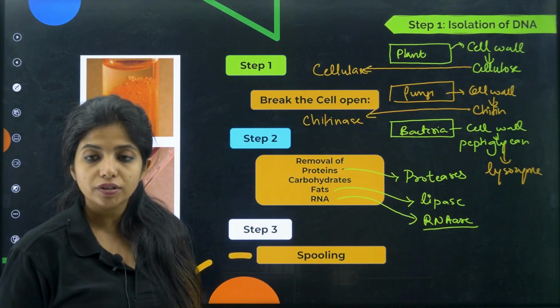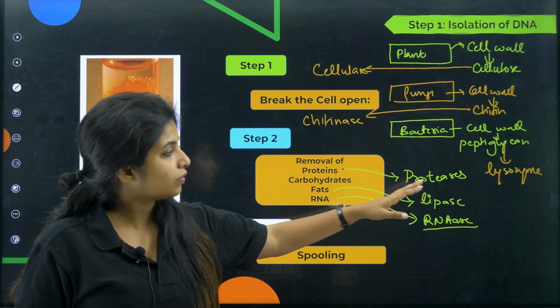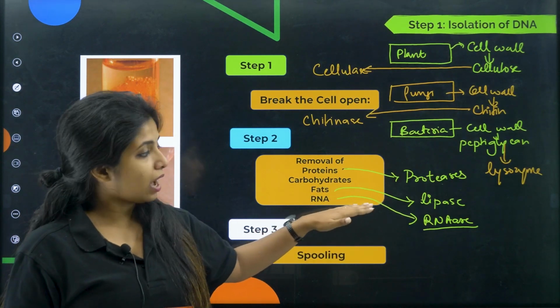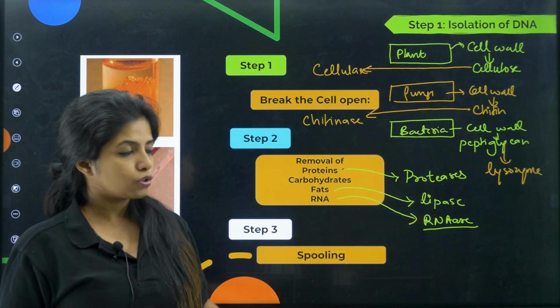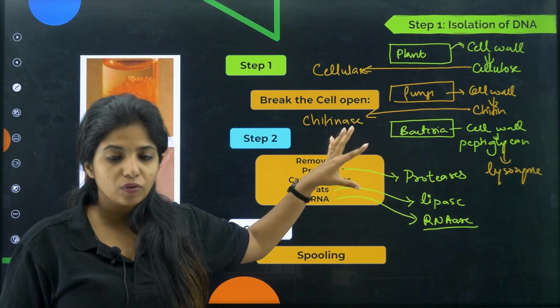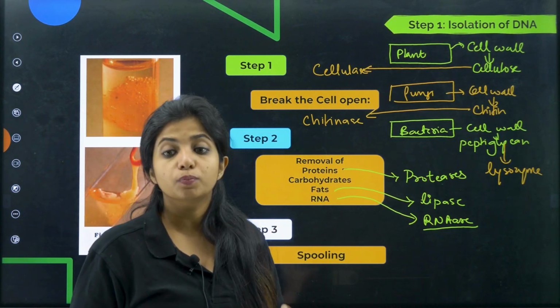What are we doing, children? Along with the DNA, if the proteins are coming, we need to remove them. For that we have proteases. For breaking down fat, we have lipases. For breaking down RNA, we have RNases. So we broke the cell open and then we took the DNA out. Along with that, all these unwanted things came, we killed them. And now the next thing that we are going to do is spooling.